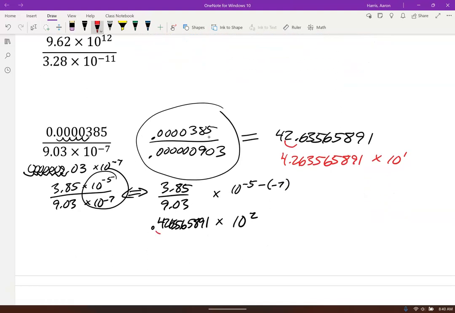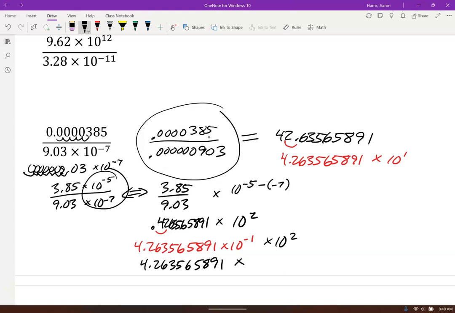And of course we've got to move that over. So 4.263565891 times 10 to the negative 1. I still have this 10 squared. Negative 1 plus 2 is 10 to the 1. And you notice it's the same both ways. So Desmos is pretty solid handling those very extreme value decimals, very small numbers. My TI-84 couldn't handle it.